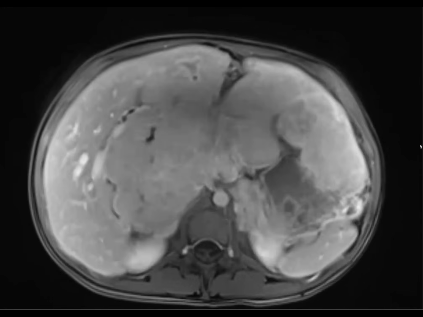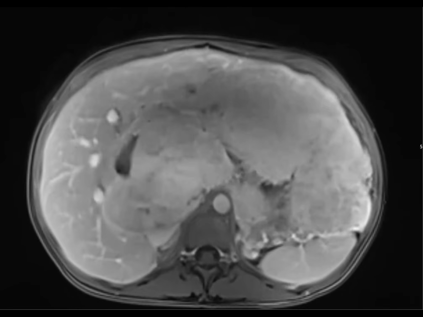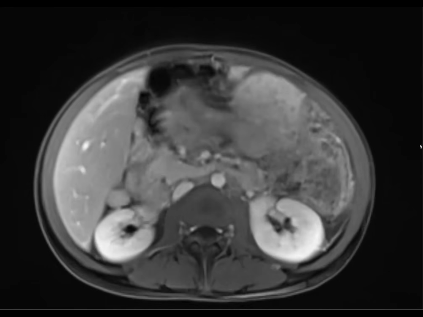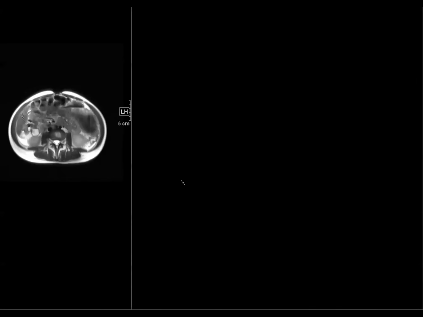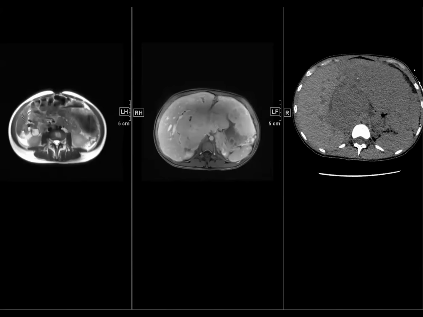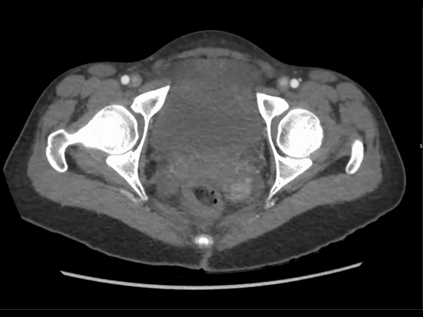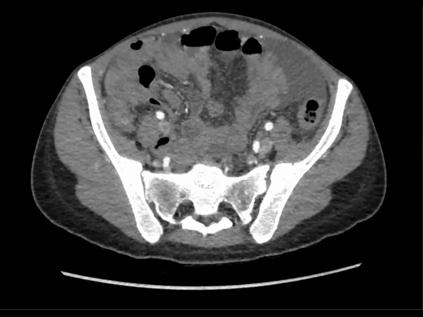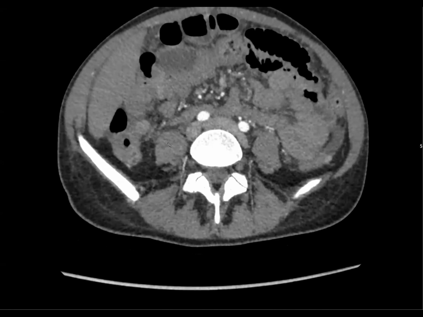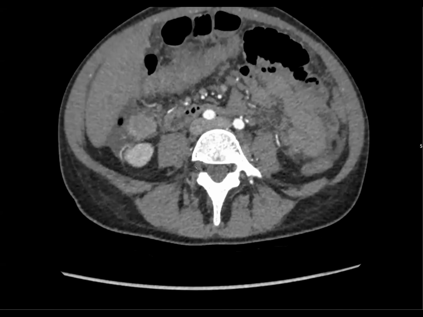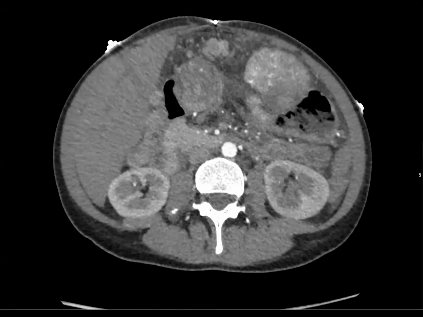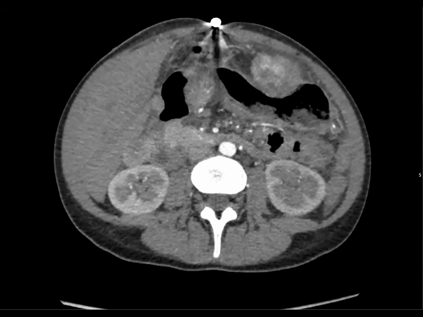Fibrolamellar versus angiosarcoma was in there. Good, excellent. So this actually did turn out to be a fibrolamellar HCC. And actually on the CT, we can better see that there's even pelvic metastatic deposits and a lot of little peritoneal deposits here. So unfortunately, this is metastatic fibrolamellar with peritoneal disease.